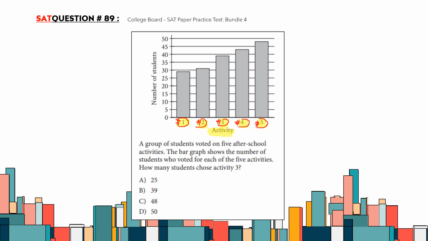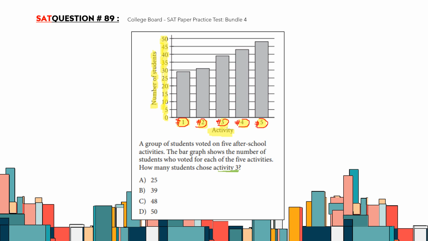Then we're looking at the vertical axis right here. That is the number of the students. They always label it, so make sure you read it and understand it. Now this is a quick question we can answer within 20 seconds. So save your time for the hard questions, and do the easy questions first and fast.